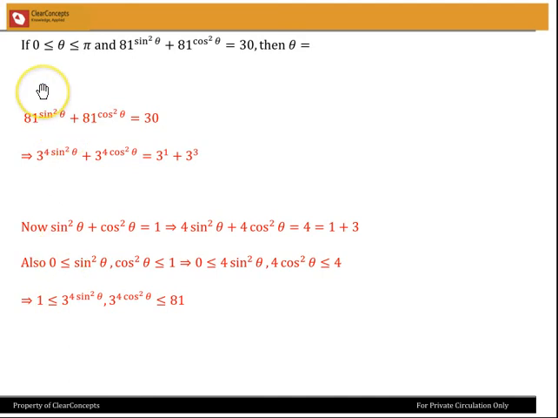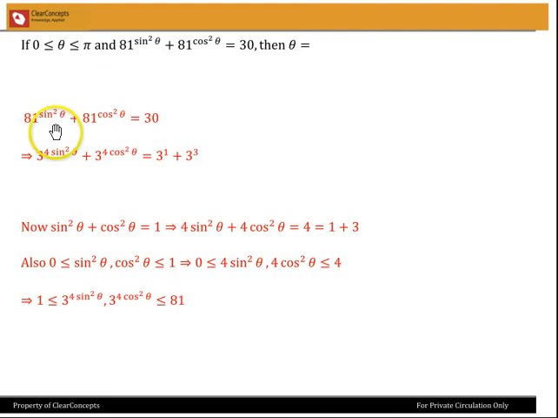Okay, Krish, you had asked this question from the comprehensive test. If 0 is less than or equal to theta, less than or equal to pi, and 81 to the power sine square theta plus 81 to the power cos square theta is equal to 30, then find the value of theta. So first thing we have to do is try and express this equation in a different manner.